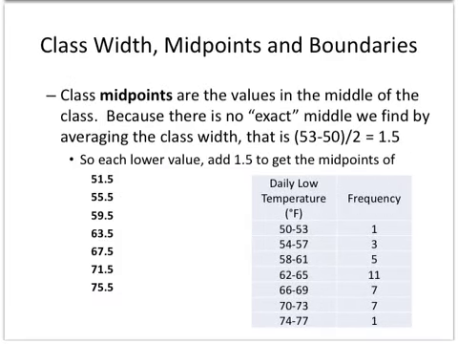If I want to find the midpoint, since there's no exact middle, what I do is average. I take 53 minus 50, there's two values, so I average it, divided by 2, and that gives me the middle value is going to be this lower value plus 1.5. So I get 50 plus 1.5, which is 51.5. 54 plus 1.5 is 55.5, and so on.